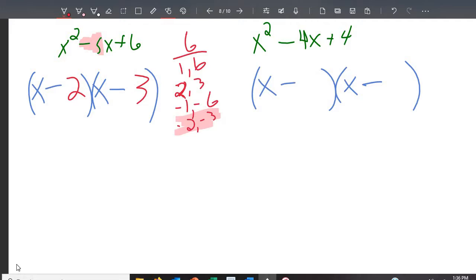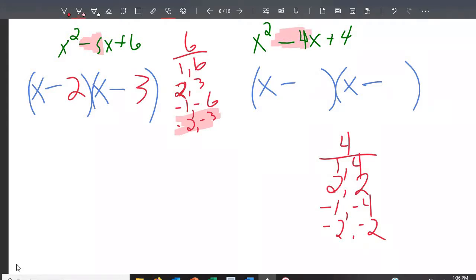For the one over here on this right side, the number 4, list out the factors of 4. Now, what am I looking for in the middle? -4. Well, these two numbers give me -4, so we're going to have a -2 and a -2.